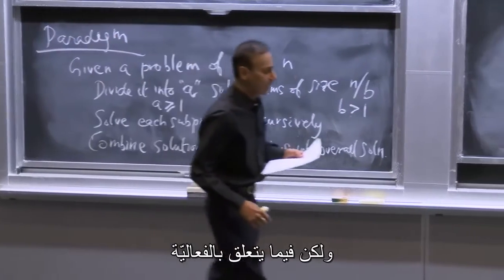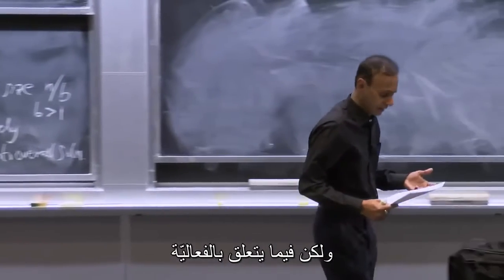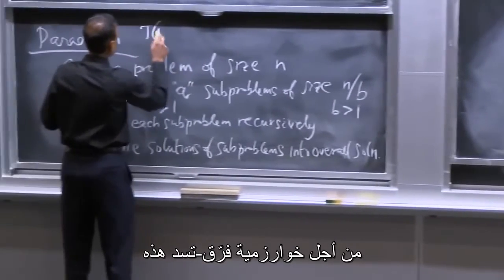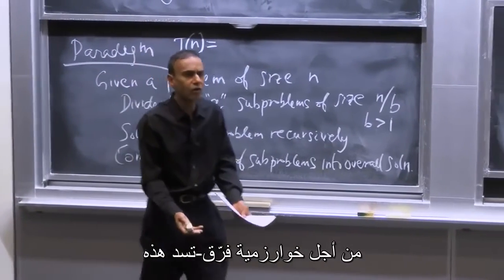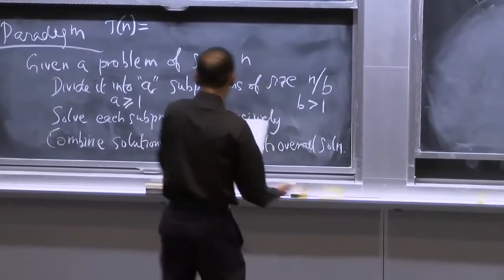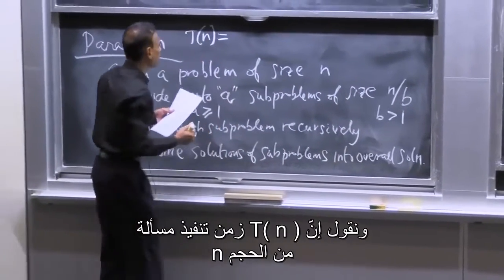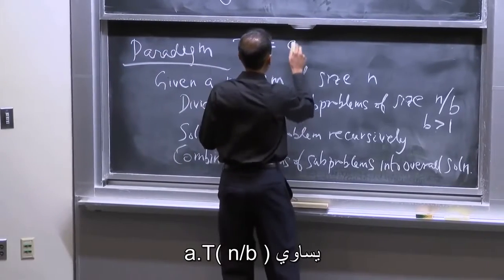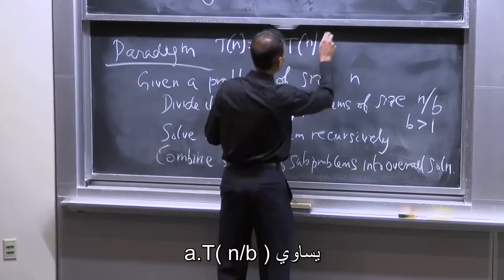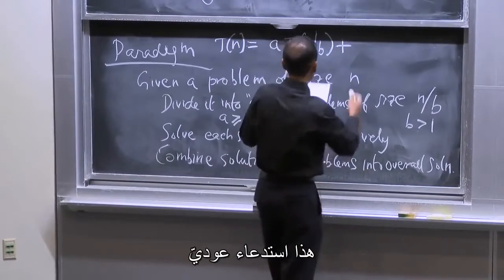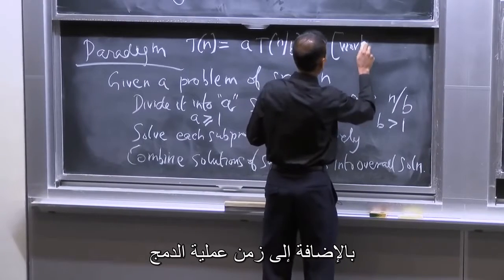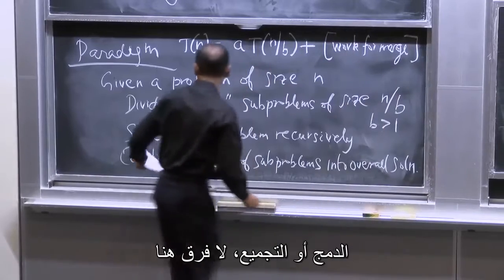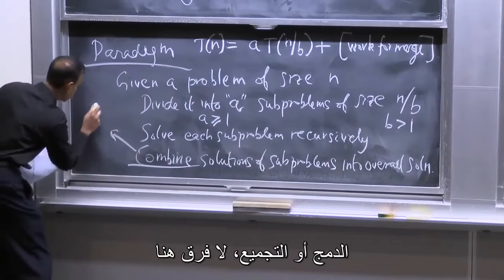Typically what happens in terms of efficiency is that you can write a recurrence that's associated with this divide and conquer algorithm, and you say T of n, which is the running time for a problem of size n, is going to be A times T of n over B, and this is a recurrence, plus the work that you need to do for the merge operation, or the combine. So this is the same as merge.